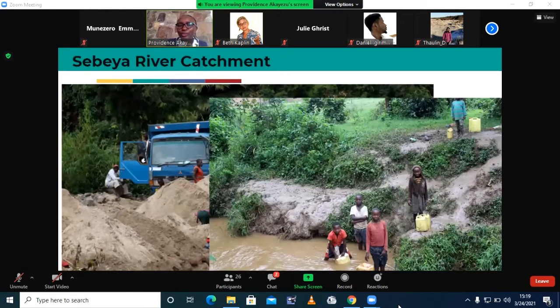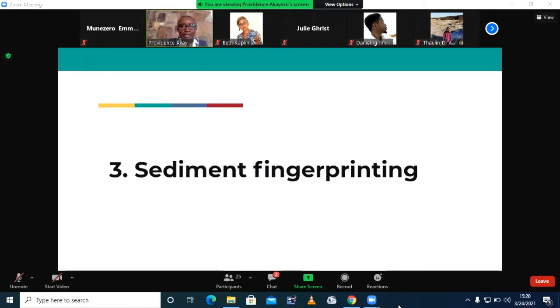Now, but you will also see some of the locals, some of the kids, the people fetching this water as they use it for domestic purposes, especially washing the clothes, or in some cases cleaning some of the food, like the sweet potatoes or the Irish potatoes.